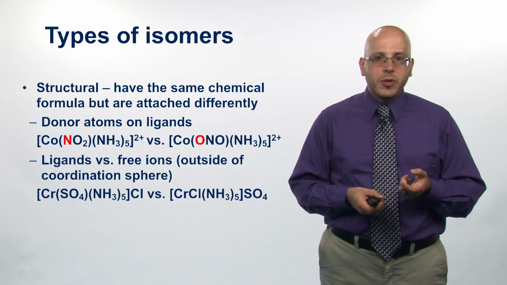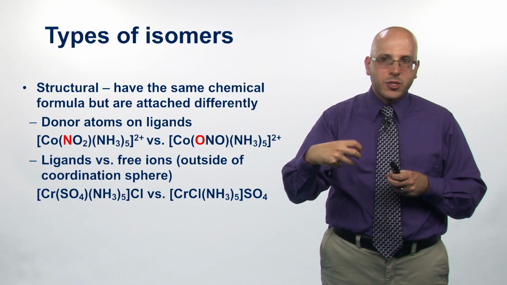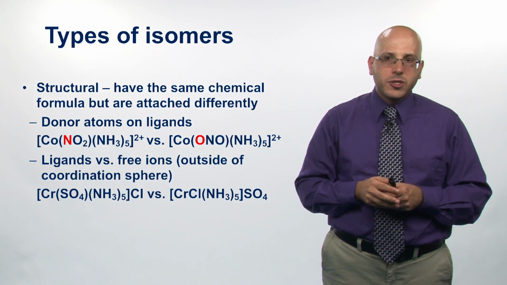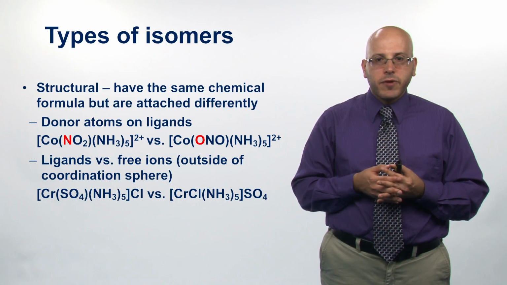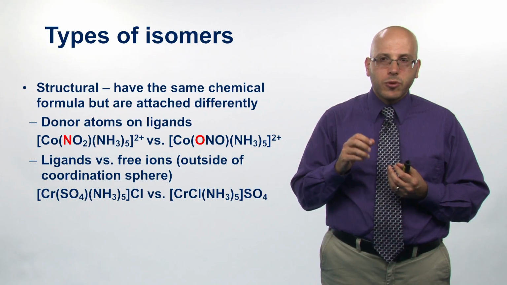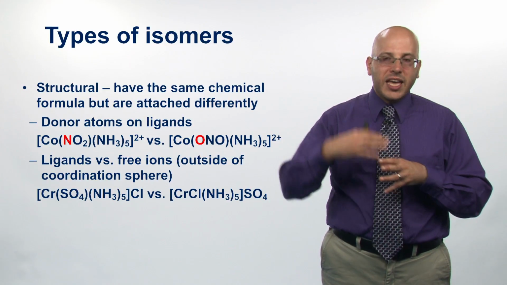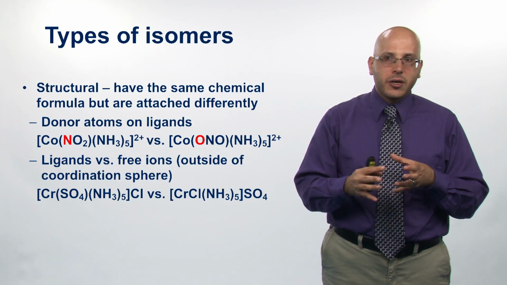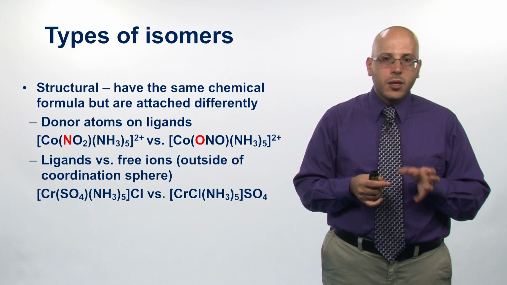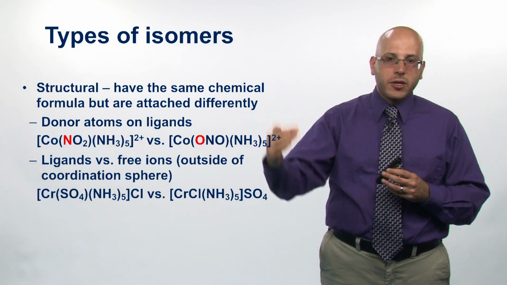Another example would be if something is a ligand, meaning very close to the central atom or central ion, versus something that's a free ion outside of the coordination sphere. For example, the first one is pentaammine sulfato-chromium(III) chloride. Here, the sulfate and the ammonia, NH3, are all considered inside, or ligands, but the chloride is outside, not part of this complex ion. Versus the second one, pentaammine chlorochromium sulfate. Now the chlorine and the ammonia are inside, those are all ligands, and now the sulfate is on the outside.